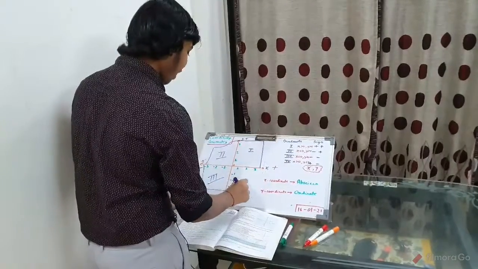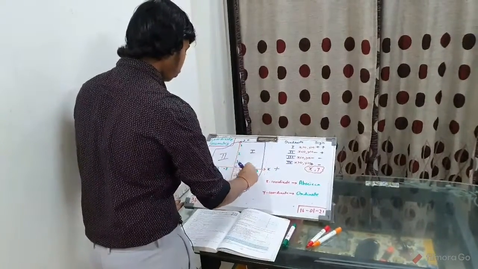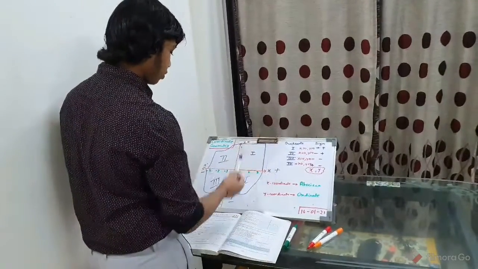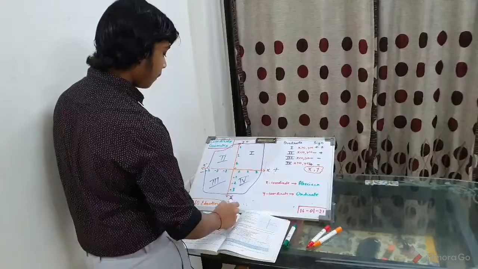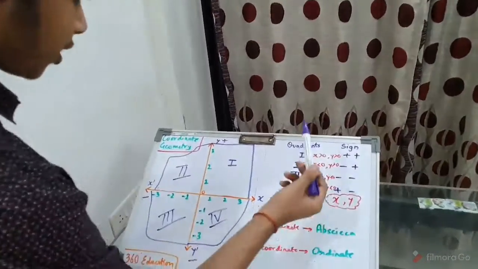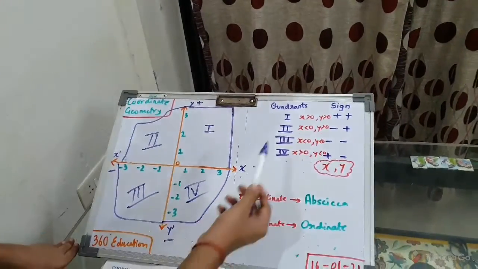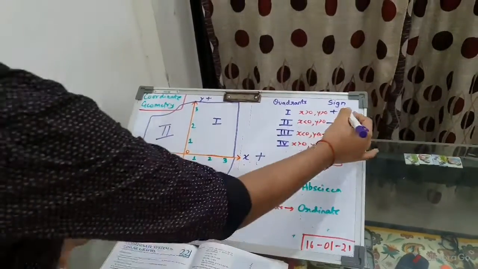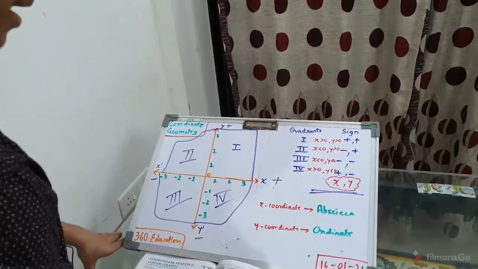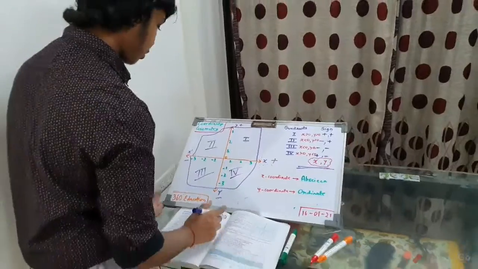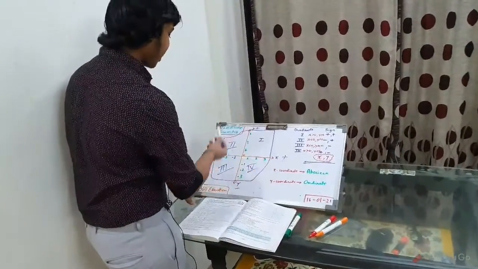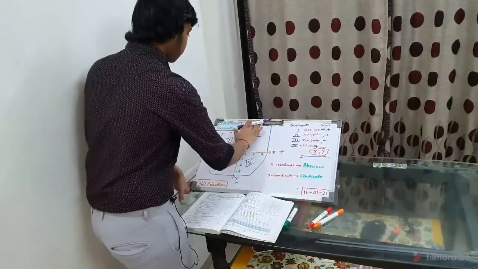And now the last quadrant, that is the fourth quadrant. In the fourth quadrant, the x-axis is plus, that is positive, and the y-axis is minus, that is negative. So x is greater than 0 and y is less than 0. So it is plus comma minus. These are the signs. This is known as y, this is known as y1, this is known as x, and this is known as x1.